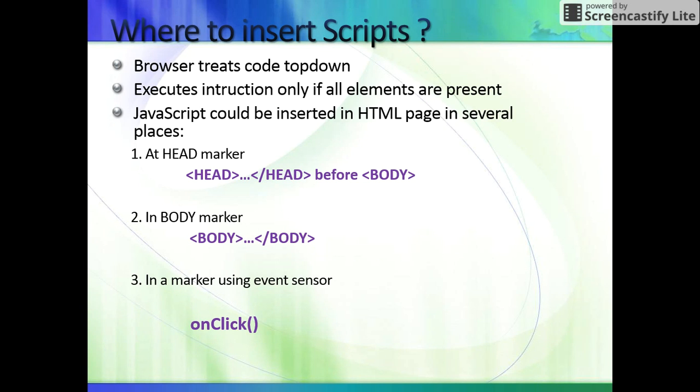Where to insert scripts in an HTML page? You should know that when a page is treated by a browser, it's done from the top to the bottom of the page. The browser executes one instruction only if it contains all necessary elements. So JavaScript could be inserted in several places. First, in the head marker of the page, which is before the body marker. Second, it could be put in the body marker. And third, it could be put using an event sensor, for example, onClick, which is the event or the action of a click with a mouse.